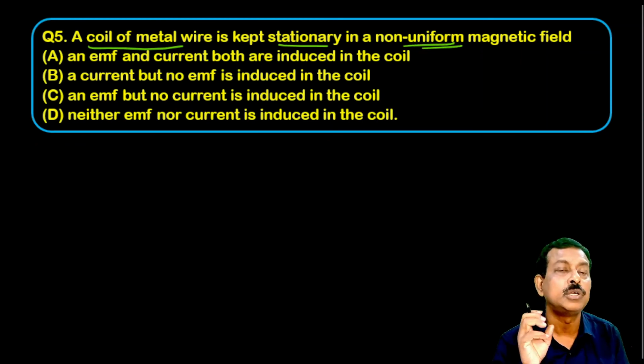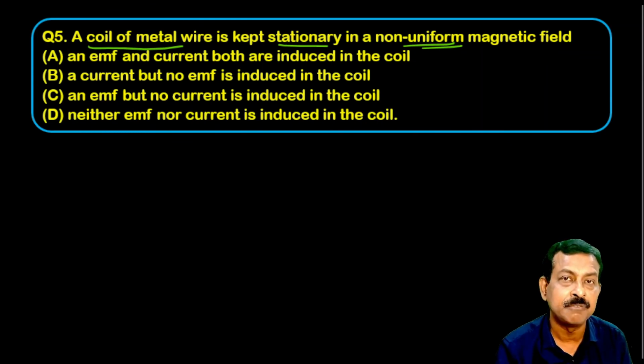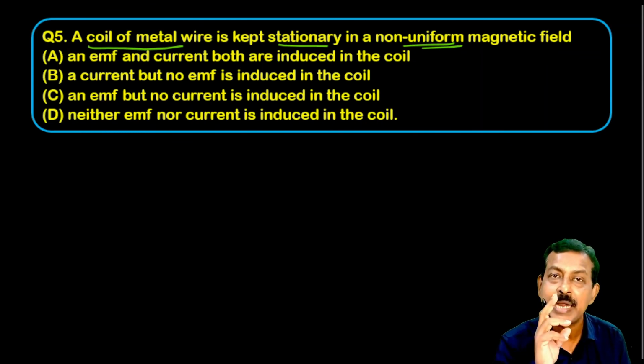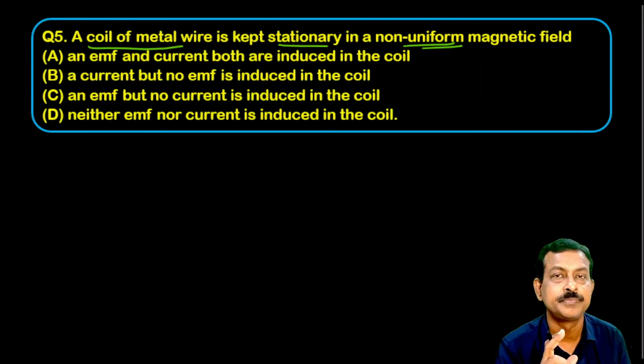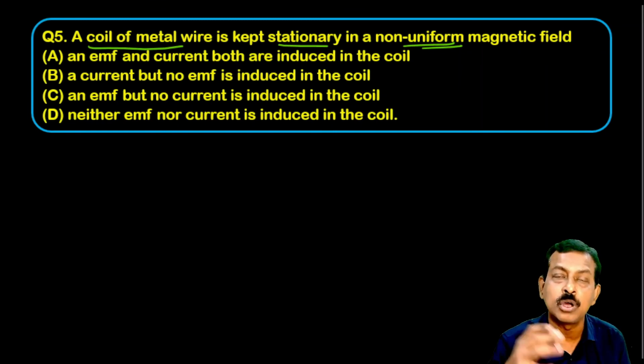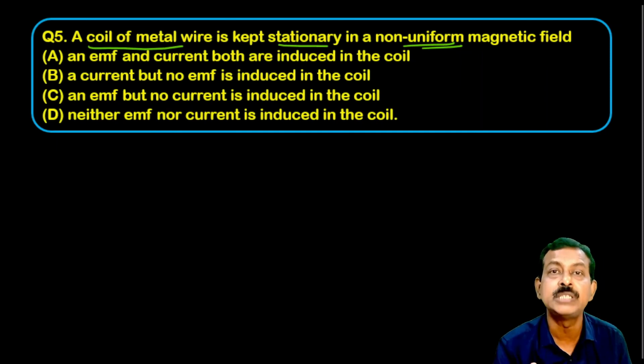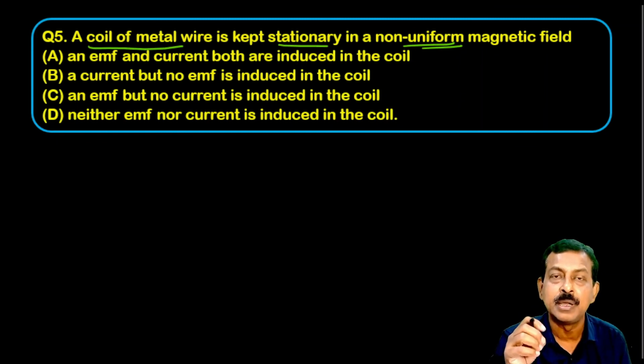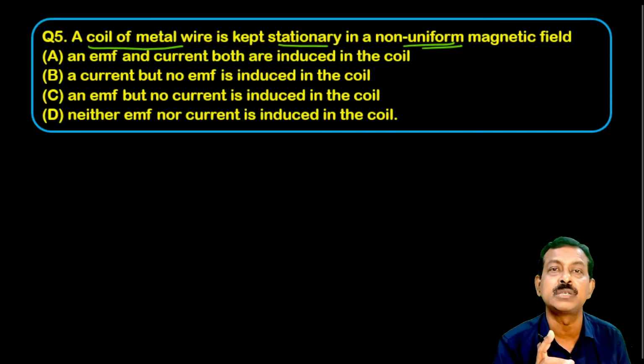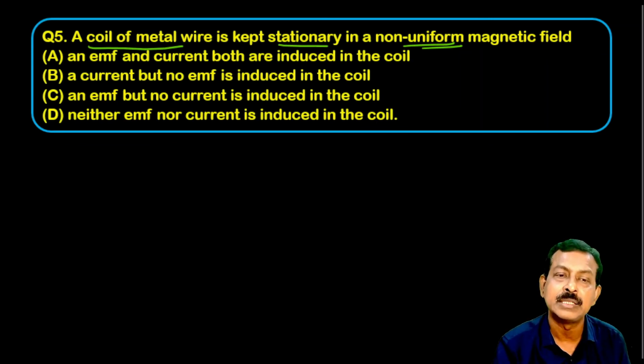Remember, in order to get induced current developed in the coil, the magnetic flux linked with the coil or the ring should change. So if the field is non-uniform and the coil is held stationary, it is not changing the flux. It may have a certain value, but that value will remain fixed unless you change the magnetic flux linked with the coil. So obviously neither EMF nor current will be induced in the coil.